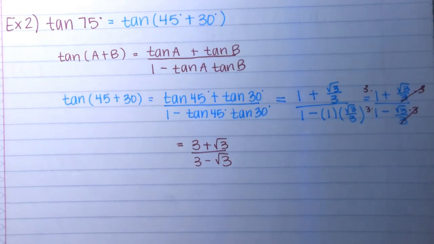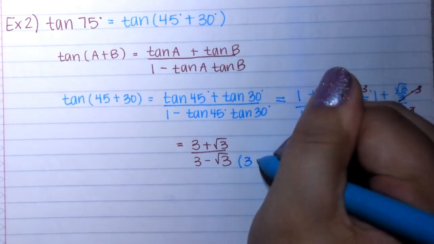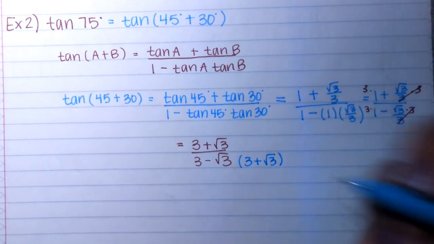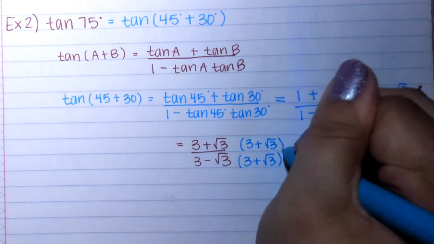Does everybody see how I just went from one step to the other? I just got rid of the fractions, multiplied everything by 3. All right. Then what? Conjugate. Why conjugate? That's how I get rid of this radical. And what you do to the denominator, you do to the numerator.